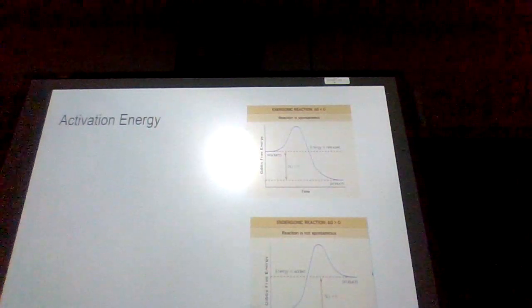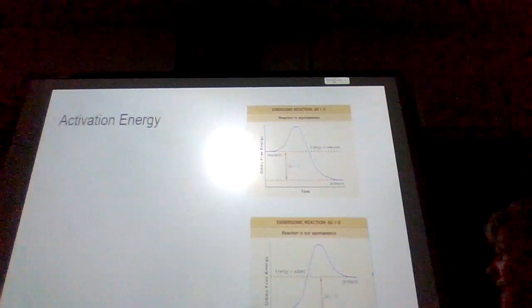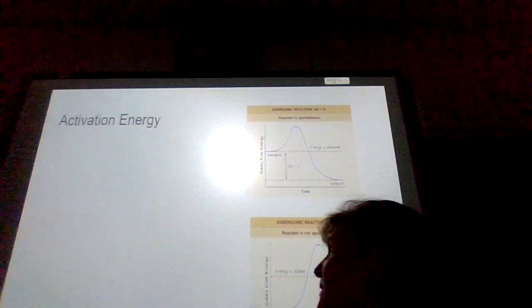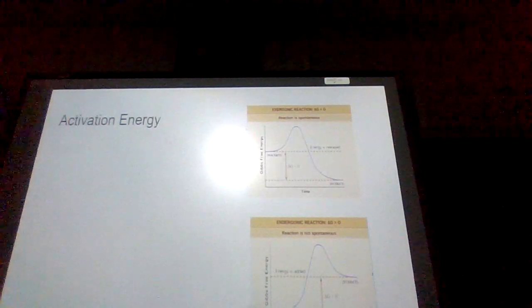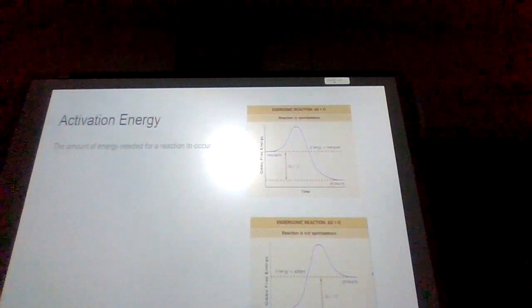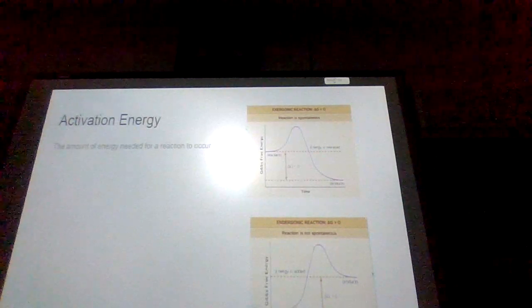Okay, we also have a thing called activation energy. And it's just like it sounds. It's the energy required to activate a reaction. So it's the amount of energy needed for a reaction to occur.